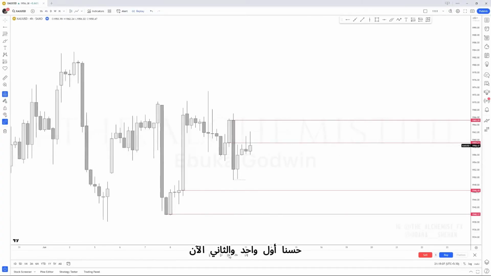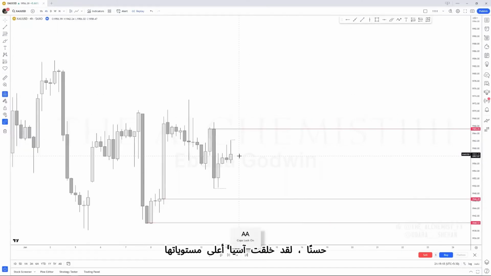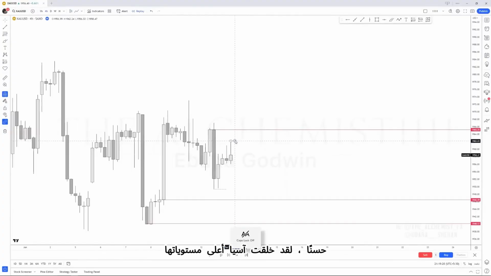and the second one. Now look at this, something important is happening here. This day we have high impact news, and Asia has created a high. Asia has created its high right below a resistance. Can you see that?